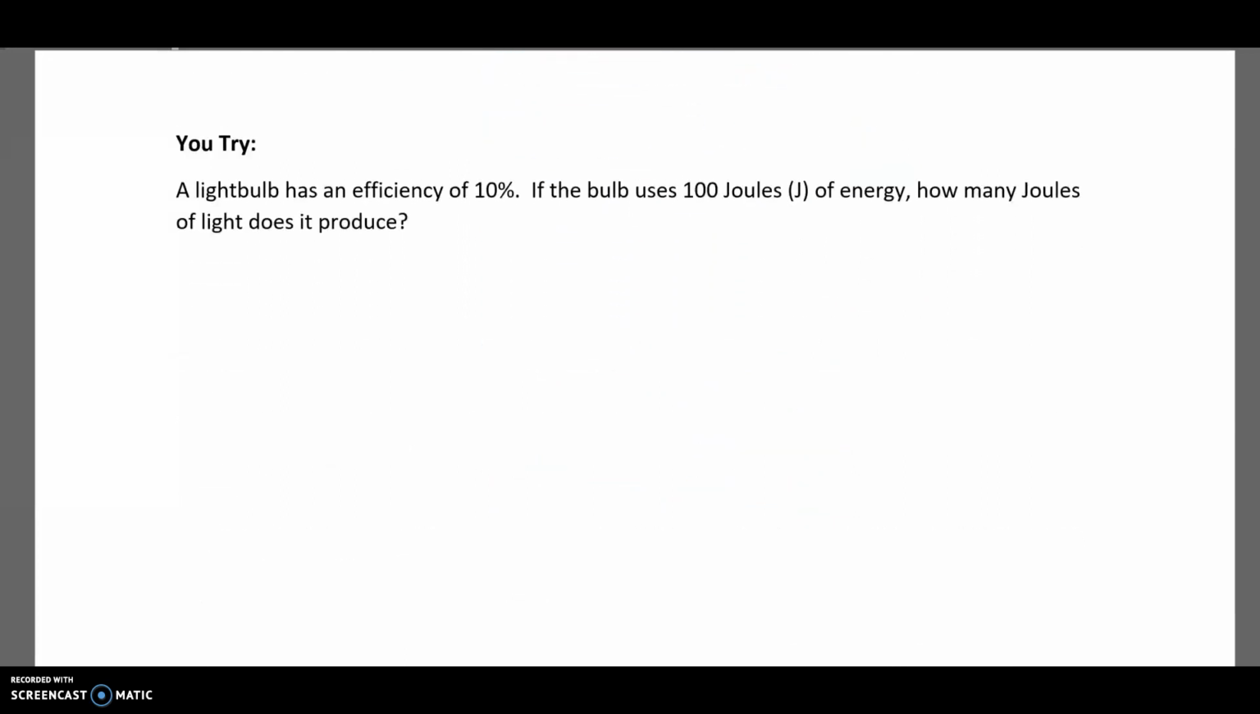Pause the video and try the next question. Here you have a light bulb with a known efficiency of 10%. The bulb uses 100 joules of energy, and we want to know how many joules of light it produces. So you're looking for the output, knowing the input. Think about how to rearrange the equation, knowing the percent, to find that value.